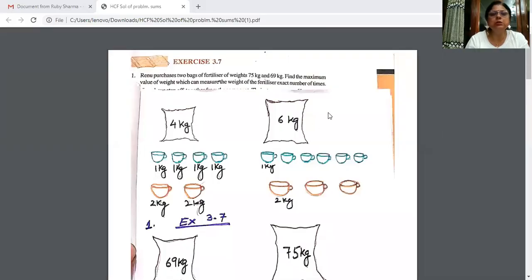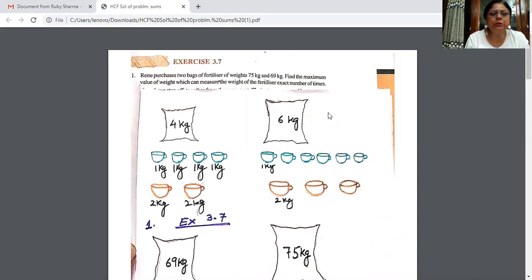Now here, this is 3.7. Now the questions, children, on HCF and LCM, you have to read and try to understand what exactly they want.